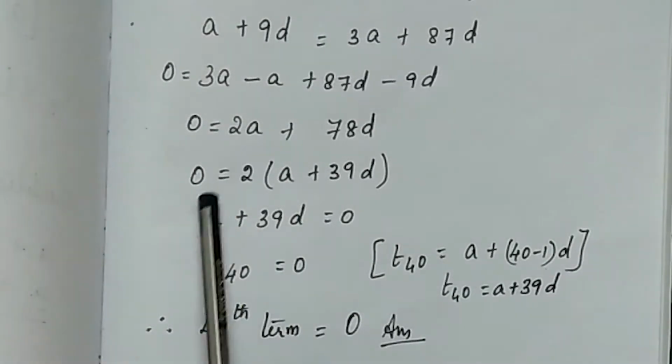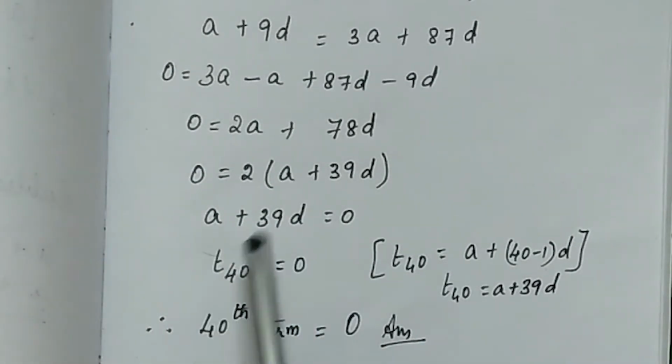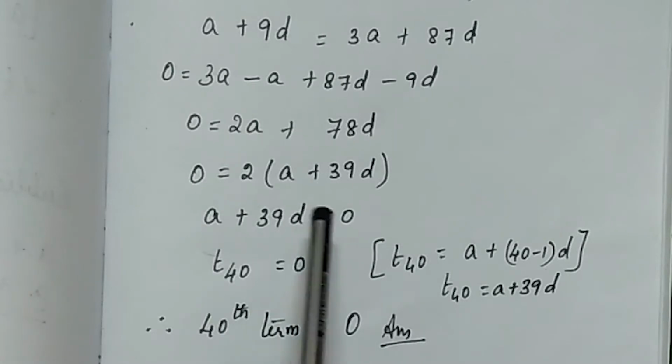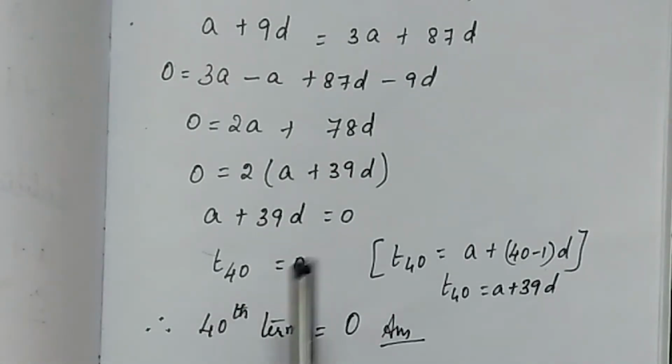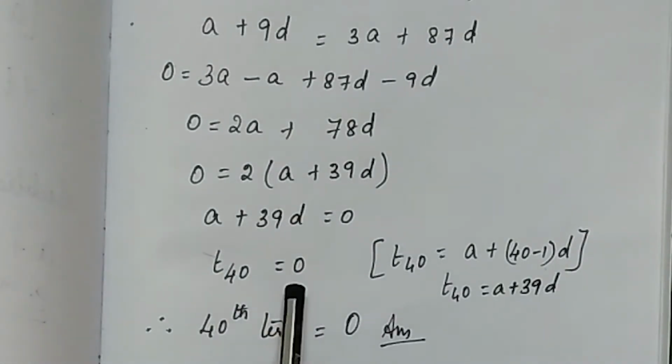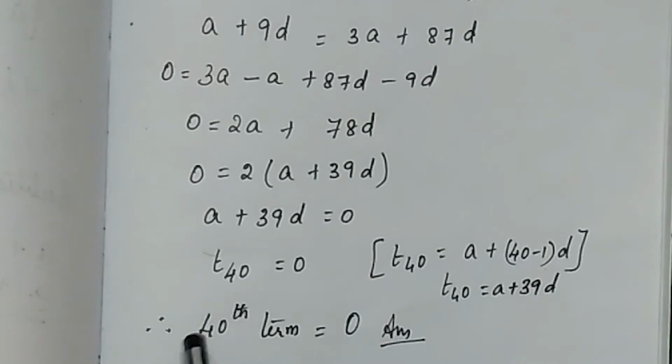Now what is this a plus 39d? The 40th term is a plus 39d. So you will write the 40th term is equal to 0. And what do they ask in the question? Find the 40th term. Therefore, the 40th term is equal to 0. Clear?